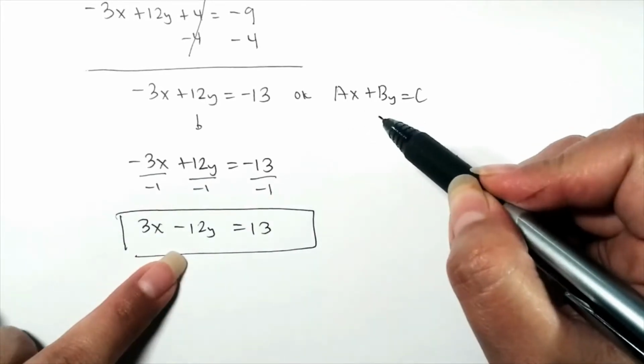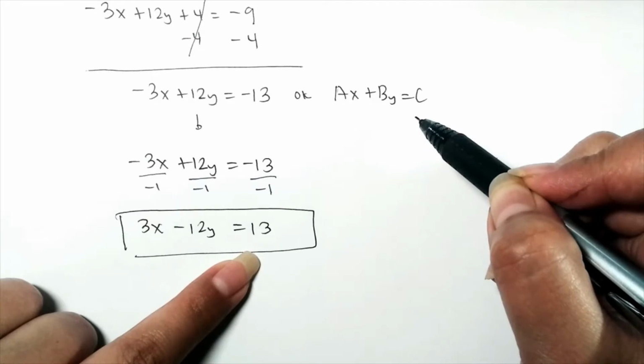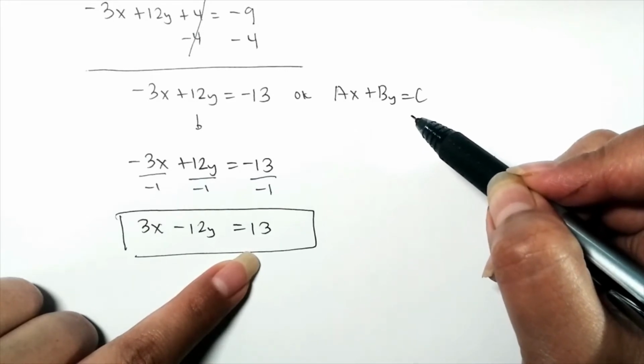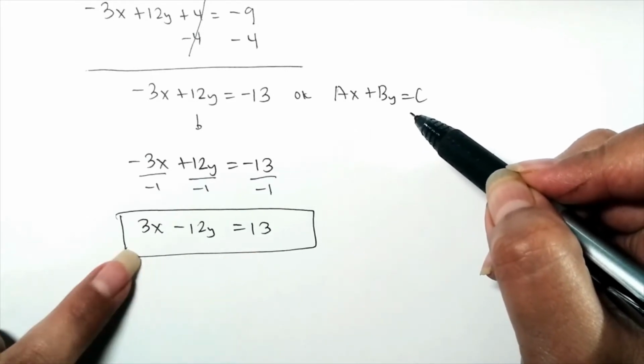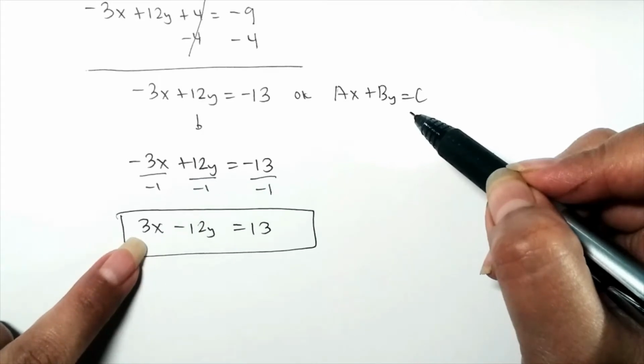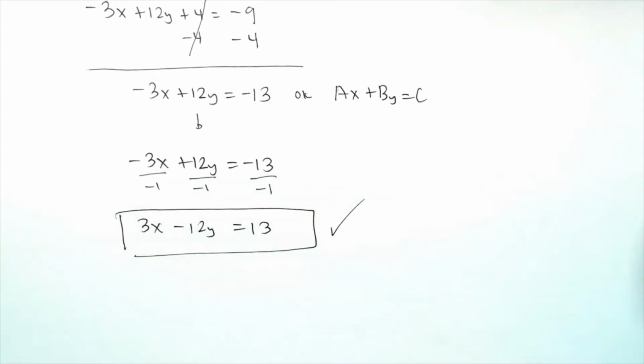X term, y term equals constant. No more fractions. I was going to say no more decimals. No more fractions. And we started off with the positive coefficient of x, so we have followed the directions to the T. Fantastic. So now that was a quick review on how to write an equation in standard form.